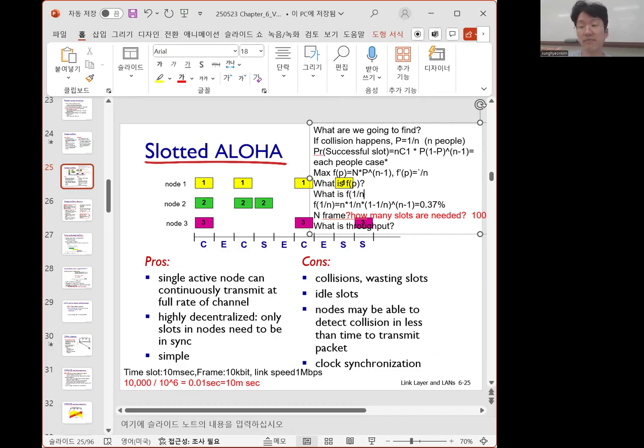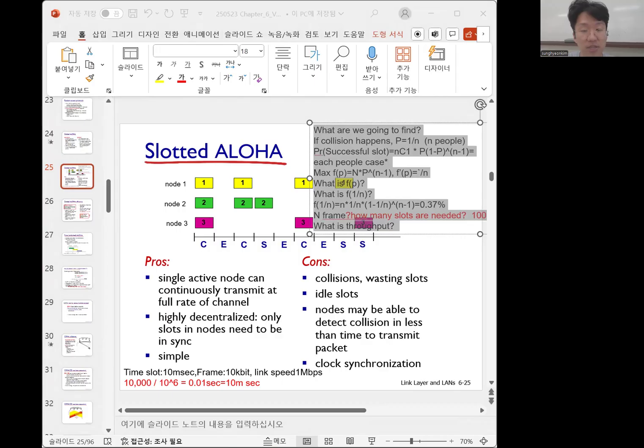I'm curious whether, even if p and 1 over n are equivalent, if we change f(p) to f(1/n), is there any change? I'm a bit confused about that one.